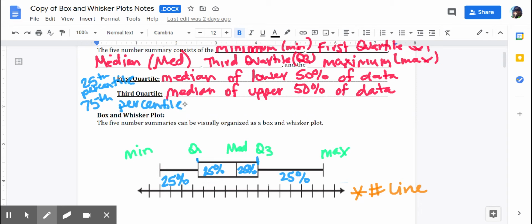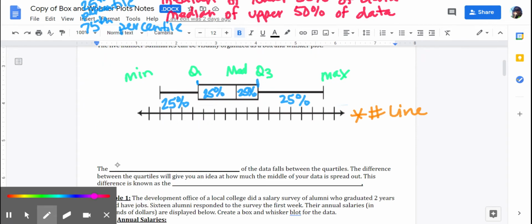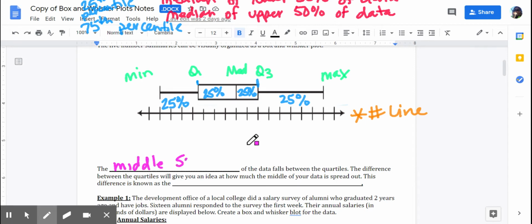So again, we're called quartiles because it divides my data into fourths. So the middle 50% of our data, and again, I'm going to look at the middle, and that is between here and here, and if I add that up, that is 50%. So the middle 50% of our data falls between the quartiles. The difference between the quartiles will give you an idea about how much of the middle of your data is spread out. So this difference is also known as the interquartile range.